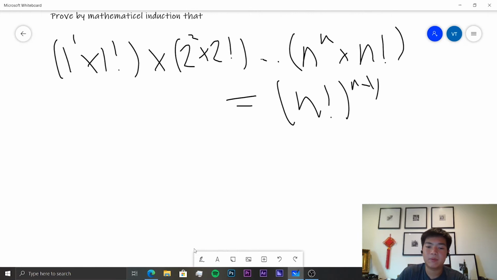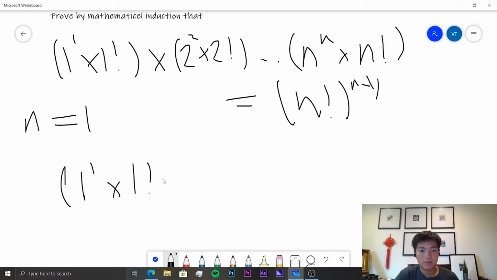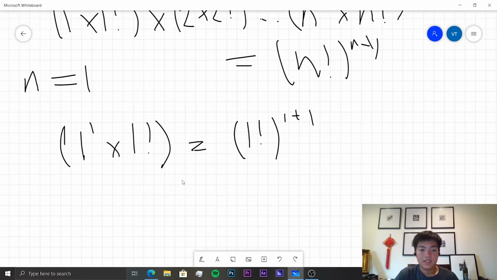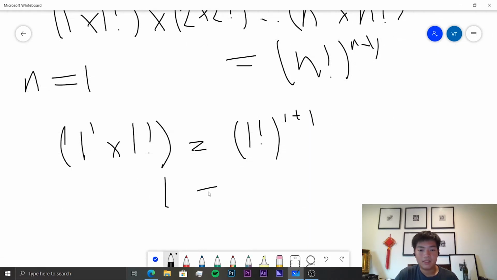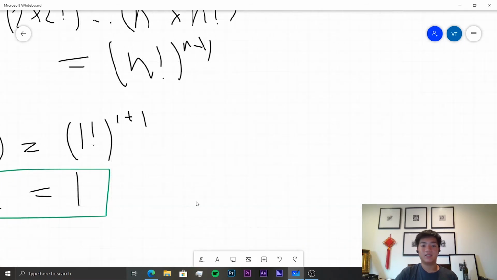So, if you remember proof by induction, we need to prove that the base case is true first. In this case, our base case is when n is equal to 1. So we need to prove that 1 to the 1 times 1 factorial is equal to 1 factorial to the power of 1 plus 1. In this case, we have 1 is equal to 1, so we have proved our base case to be true. So now we need to do the inductive step.